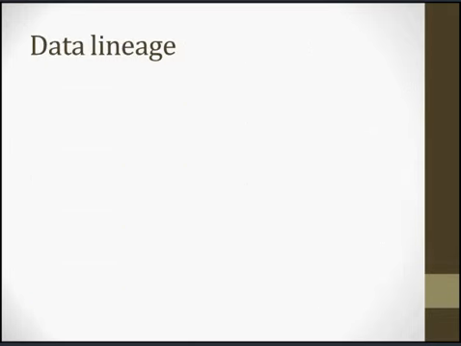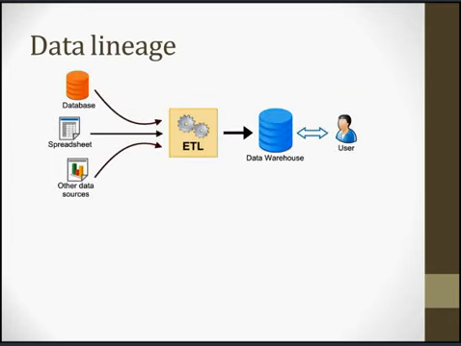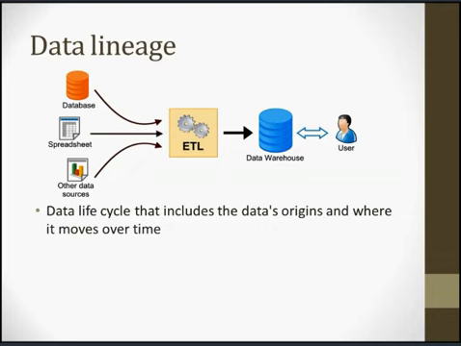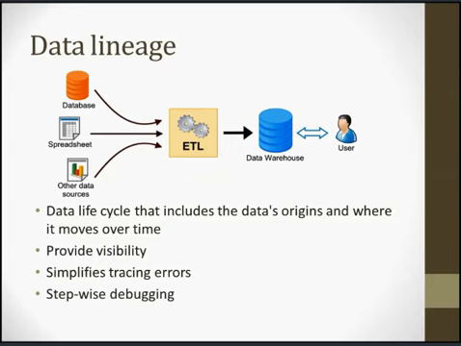The main advantage of Informatica is that it provides complete data lineage. Well, what is data lineage? Data lineage is defined as a data lifecycle that includes that data's origins and where it moves over time. It describes what happens to data as it goes through diverse processes. It helps provide visibility into the analytics pipeline and simplifies tracing errors back to their sources. It also enables replaying specific portions of input to the data flow for stepwise debugging or regenerating lost output.